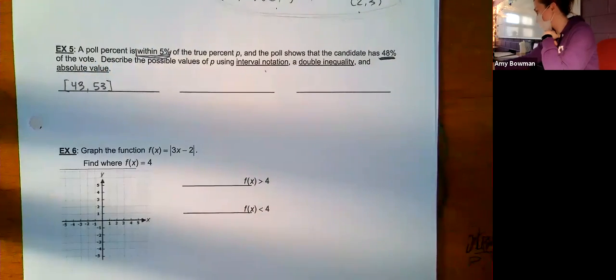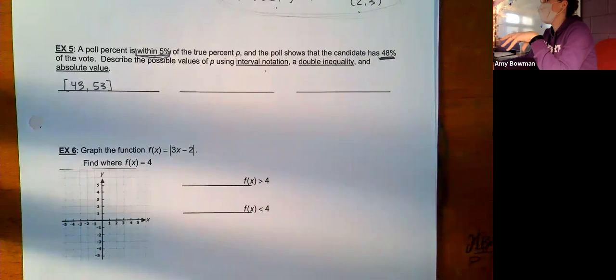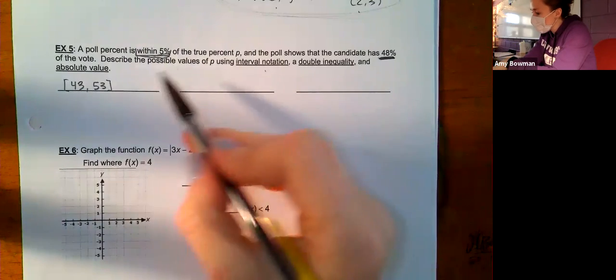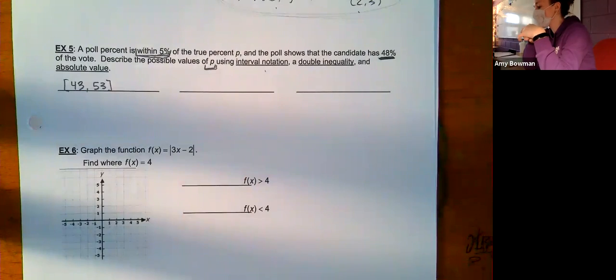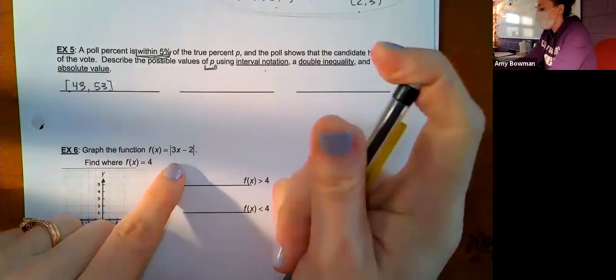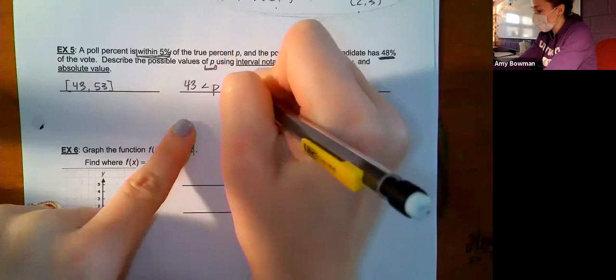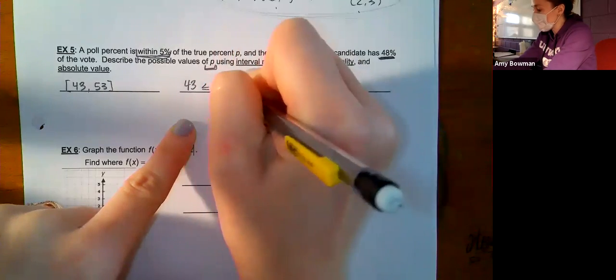That makes sense, right? How would we represent the true vote with a double inequality? 43. Here, the possible values of P itself. So we'll use P. Yep. P is greater than or equal to 43 and less than or equal to 53. So it means the same thing, less than or equal to.